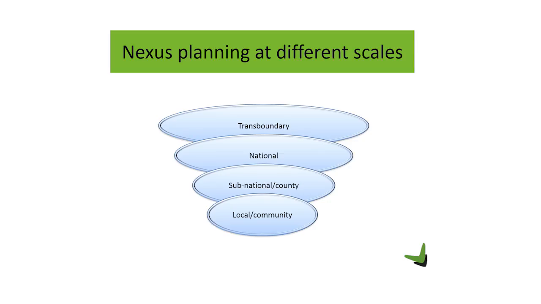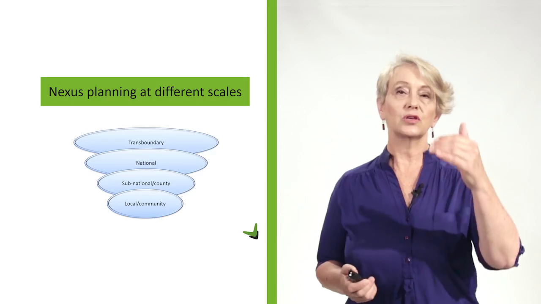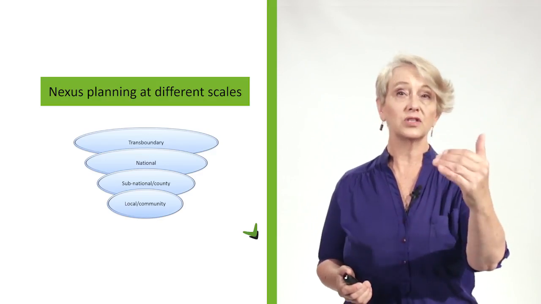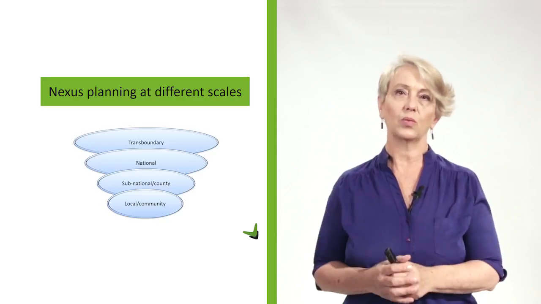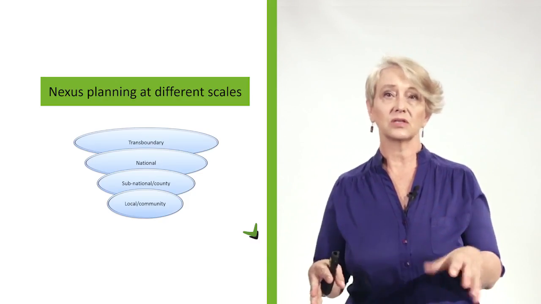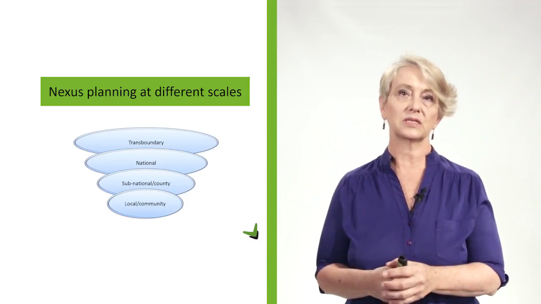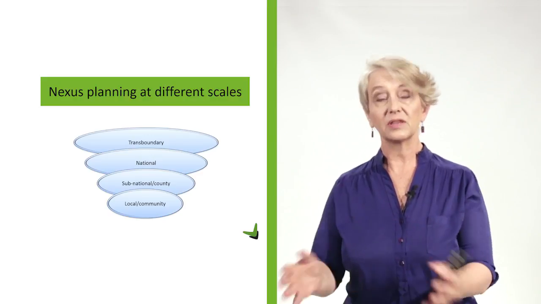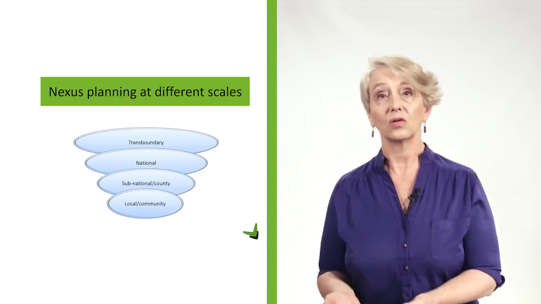What is important to realize is that the integrated water, energy, food planning, or the nexus planning approach, can take place at a number of scales. So it could be at the transboundary or regional scale that one is looking at the WEF nexus. It could be at a national scale that one is looking at the WEF nexus. It could be at a subnational scale, perhaps a catchment or subcatchment scale, or it can in fact be something that one is looking at the local level.